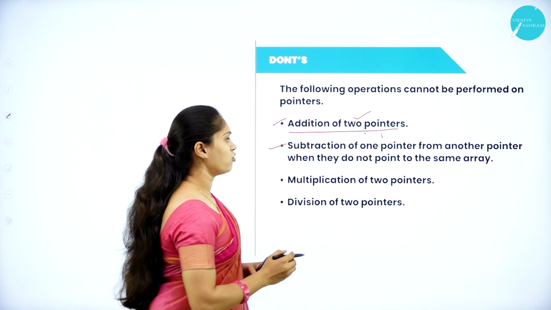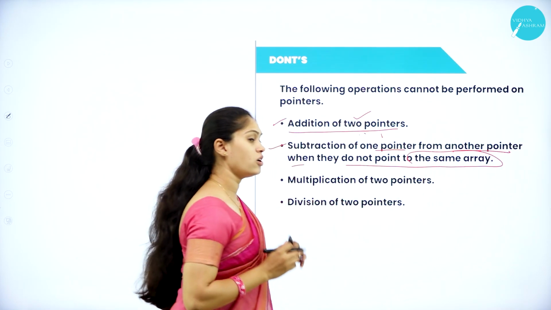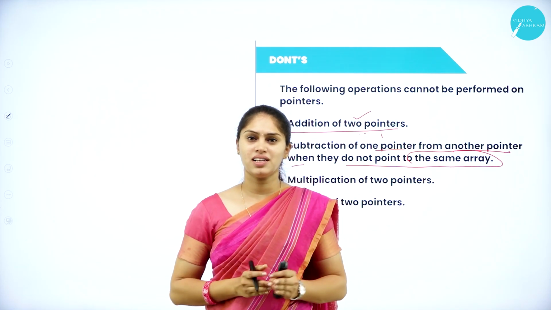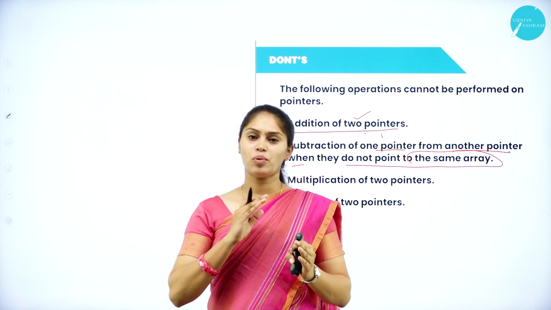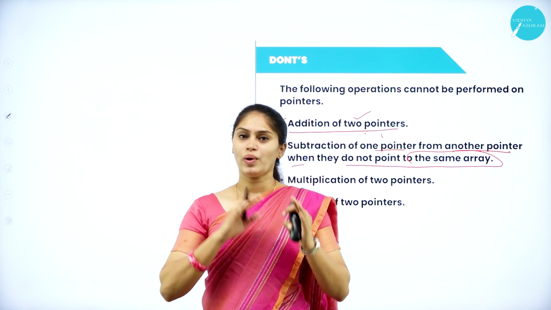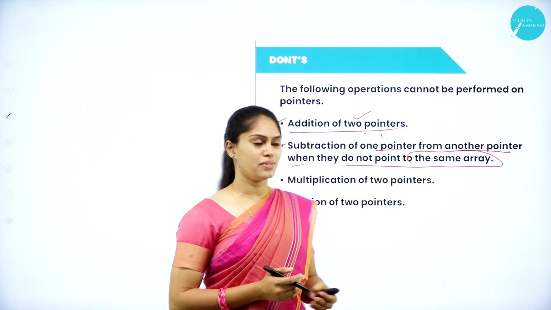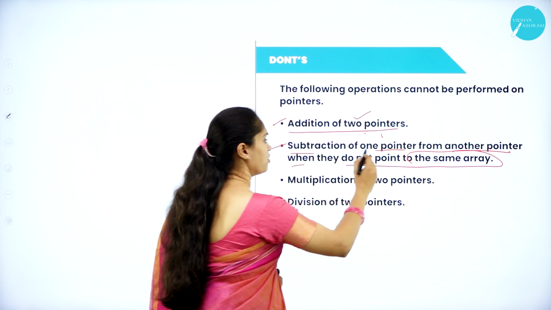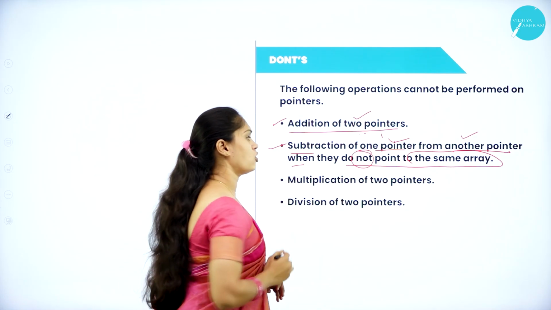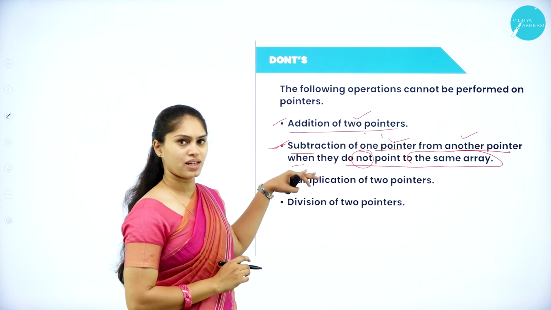And then subtraction of one pointer from another pointer when they do not point to the same array. The subtraction of one pointer from another pointer is possible only when both the pointers are pointing to the elements of the same array. When both the pointers are not pointing to the same array, then we cannot perform this subtraction. That means subtraction of one pointer from another pointer is not possible when they are not pointing to the same array. So that will be the second operation that I cannot perform on the pointer.